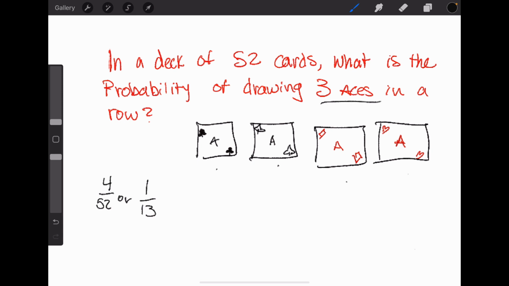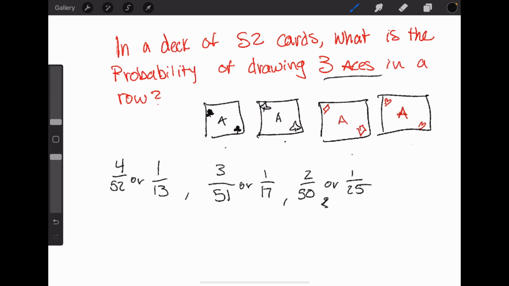Now for the next card, there's only 51 cards left. And we know that there's a 3 in 51 chance of picking the next ace, or a 1 in 17 chance. They're the same thing, just reduced. And the next one is there's a 2 in 50 chance. It's only asking for 3. So there's a 2 in 50 chance, or a 1 in 25 chance.